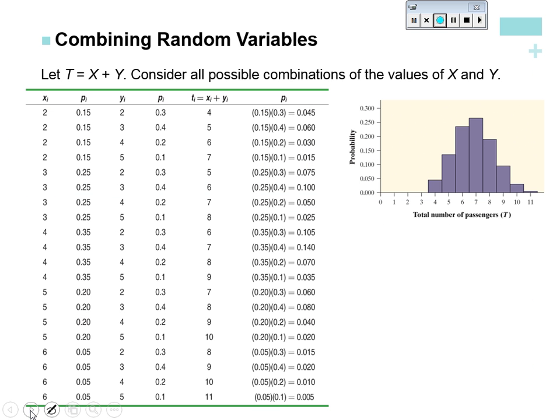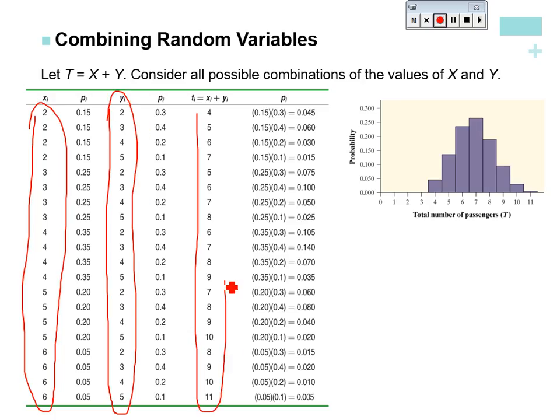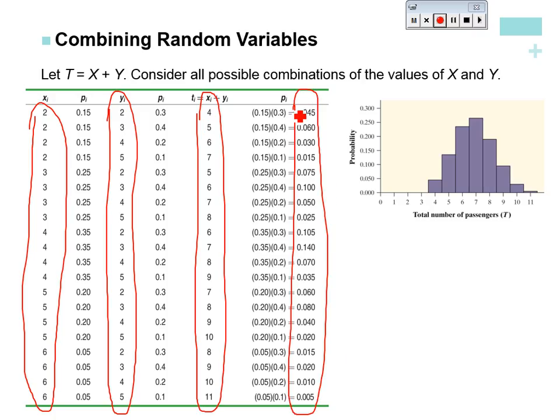So this right here represents the probability distribution for combining Pete's Jeep Tours and Aaron's Adventures. This lists all the different possible numbers of passengers for Pete. This lists all the different possible numbers of passengers for Aaron. And this is all the different total possible combinations of passengers that they could get, and the corresponding probabilities of getting each one of those amounts of passengers on a randomly selected day.